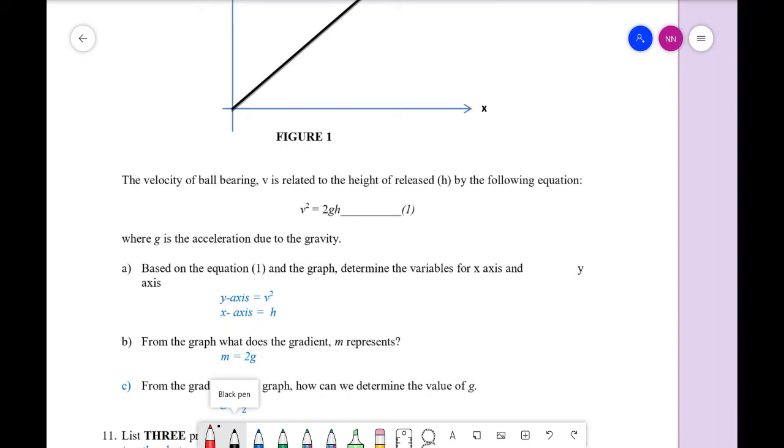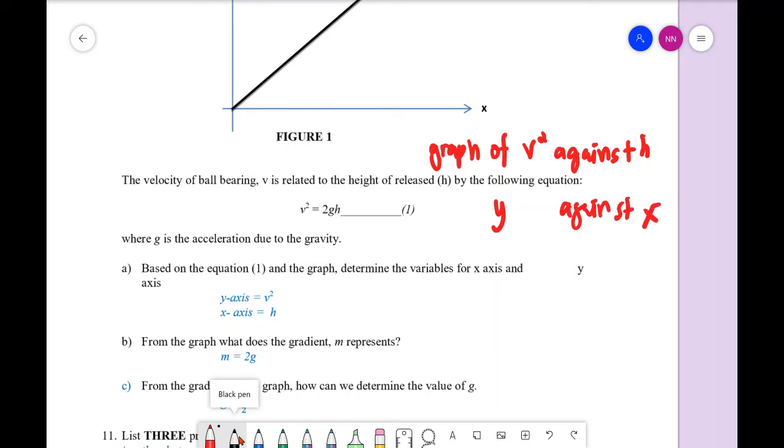Okay, so you have to plot a graph of v squared against h. So compare with y against x. So the y-axis is v squared and the x-axis is h. Okay, height h. Okay, so from the graph, what does the gradient m represent?